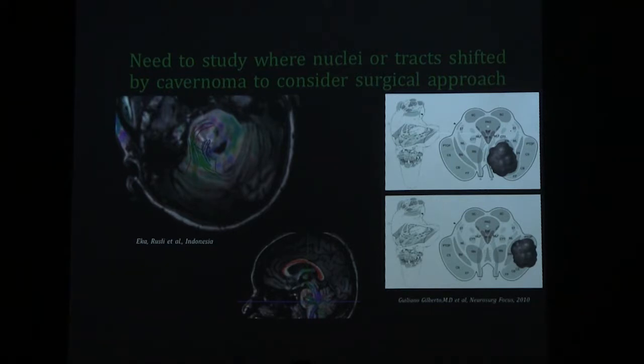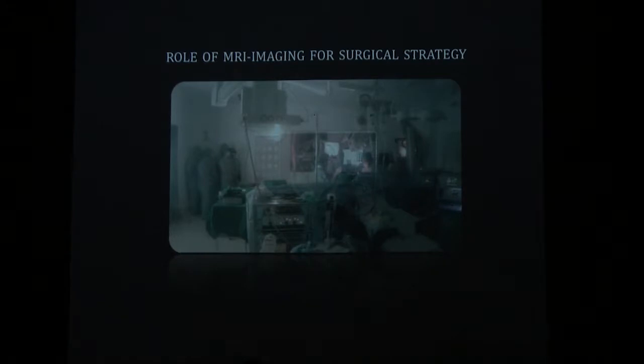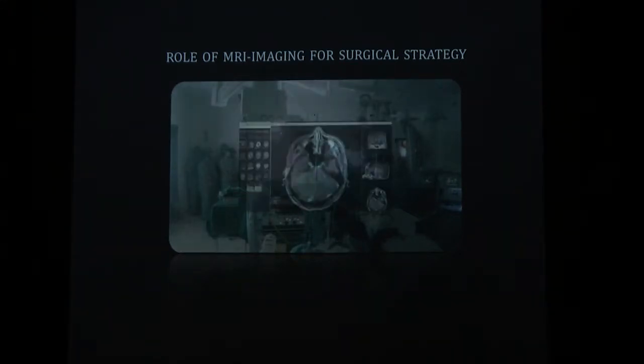This question: anterior is from here, posterior is from here. So again, we need to know where the sixth tract is, because if the sixth tract is going like this, for instance, then of course we cannot go here. Otherwise, we will damage the sixth nerve nucleus. So again, important to make, we try, I think we have about six or seven cases still, not many, to make a tract of the sixth nerve to decide where to approach, posterior or anterior.